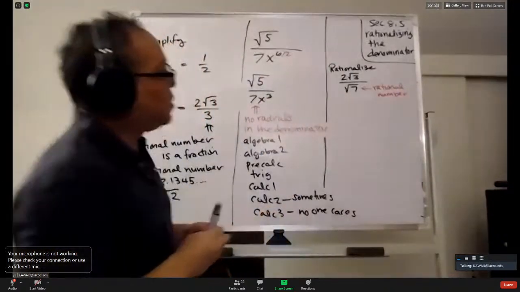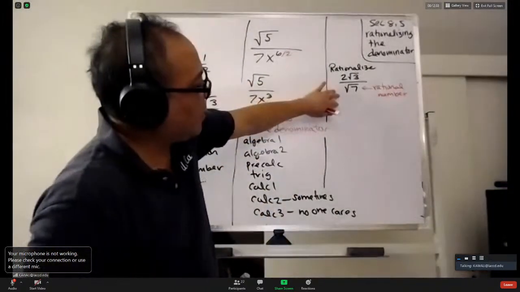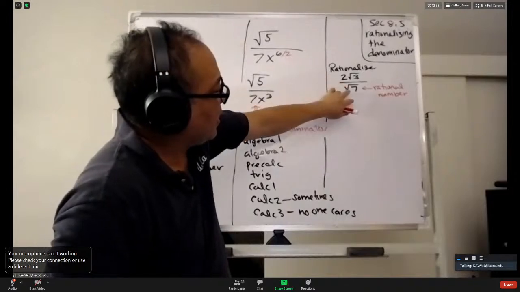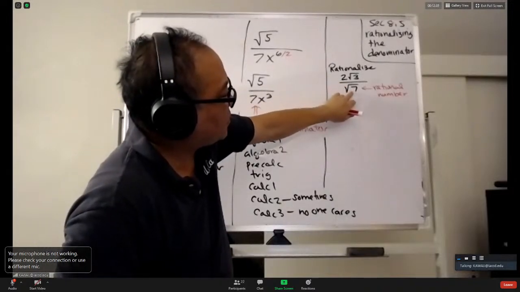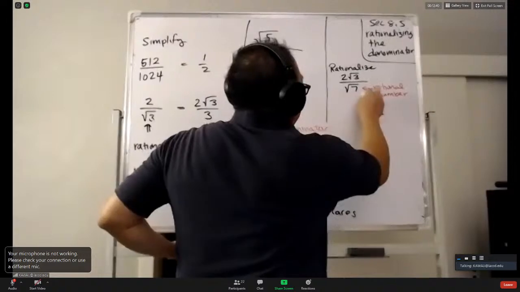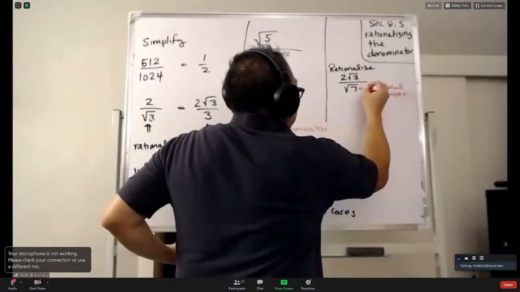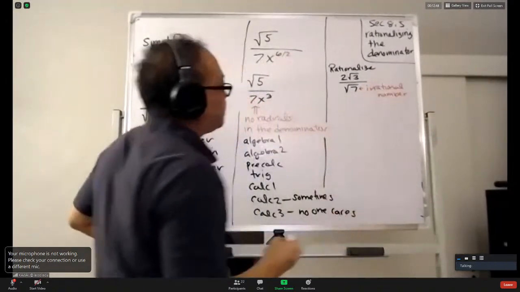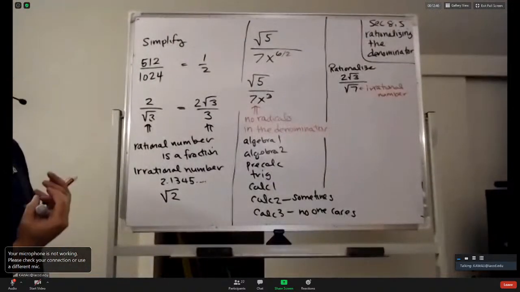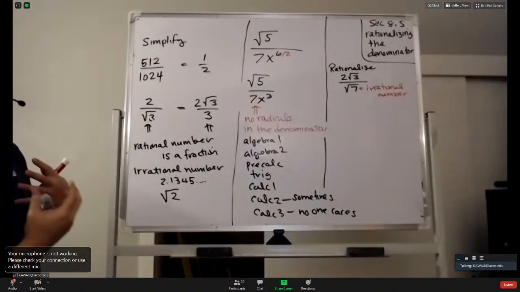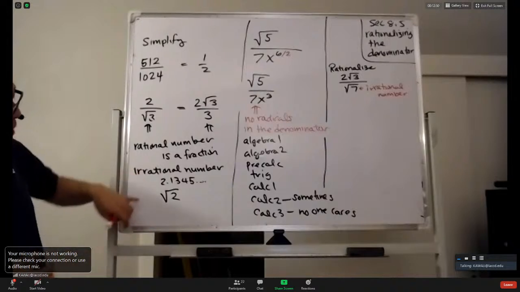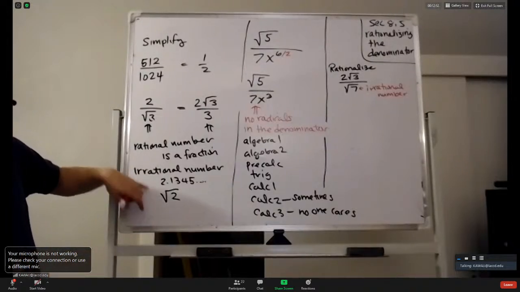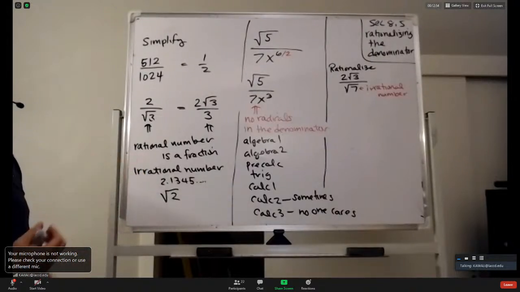Now, what they want you to do is rationalize the denominator, meaning get rid of this irrational number. That's what they're asking you to do when they tell you to rationalize it. Get rid of that square root because that's an irrational number. We want it to be a number that can be written as a fraction.